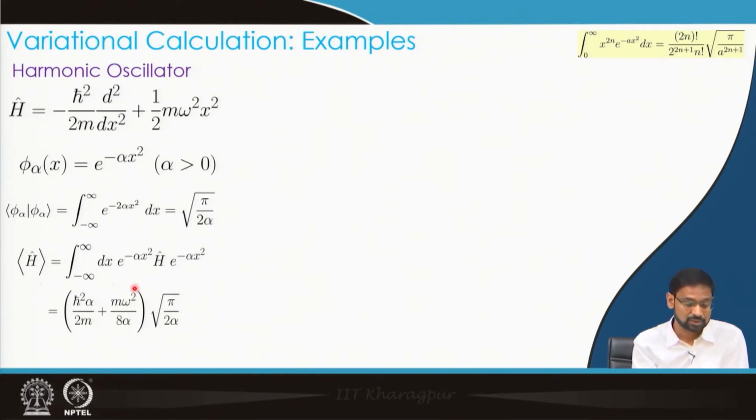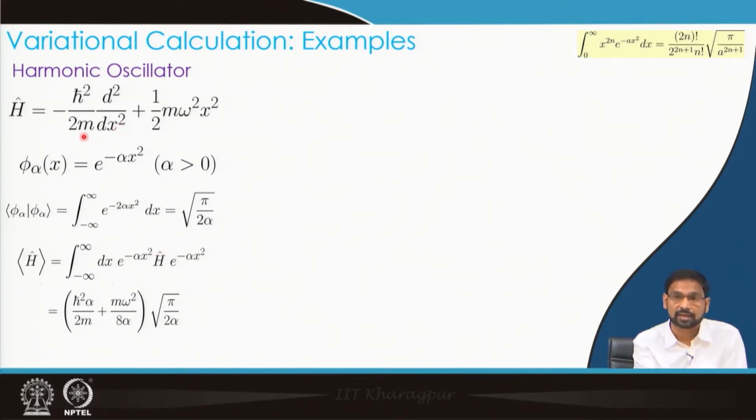Now, how would I do that? So, I know that this is phi star, the Hamiltonian, phi. So, I am essentially evaluating this phi star Hamiltonian phi integral. When I do that, you have to remember this Hamiltonian has got two terms.